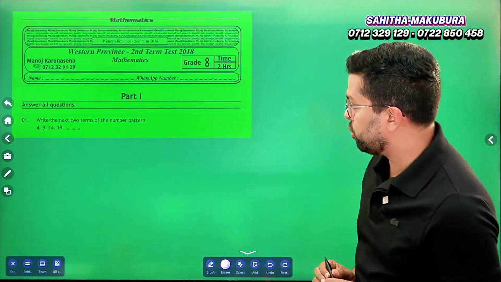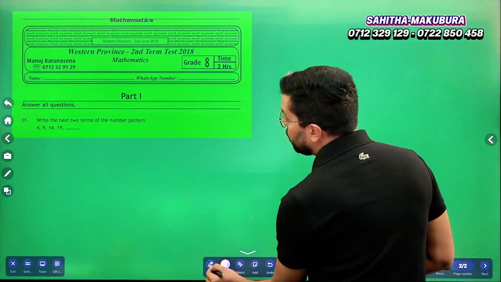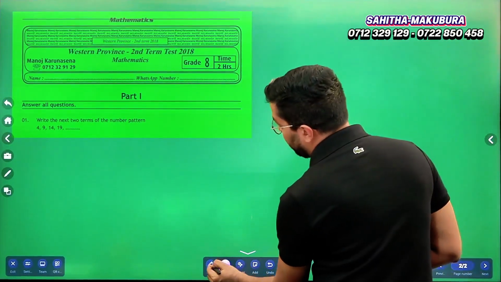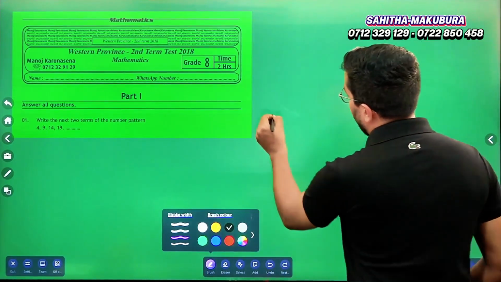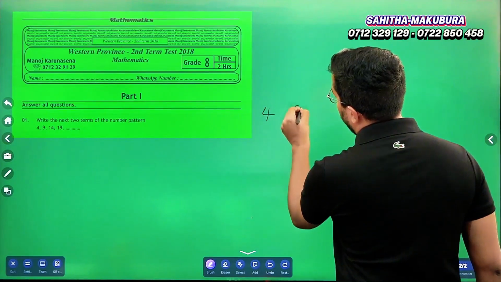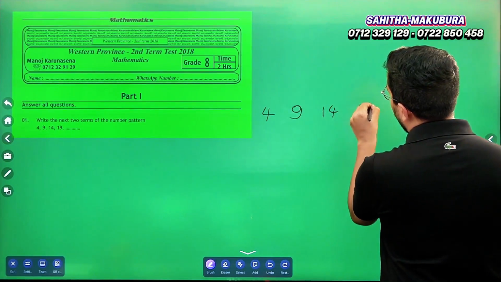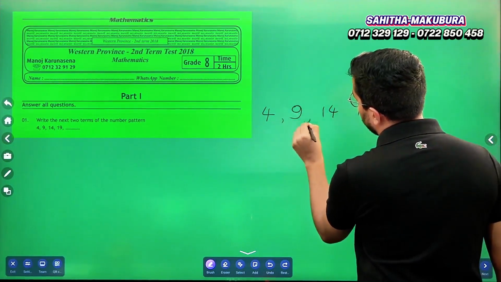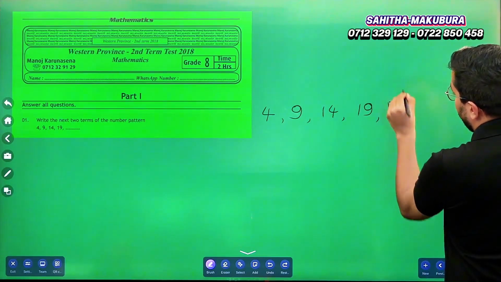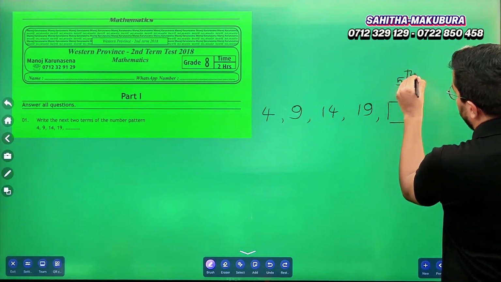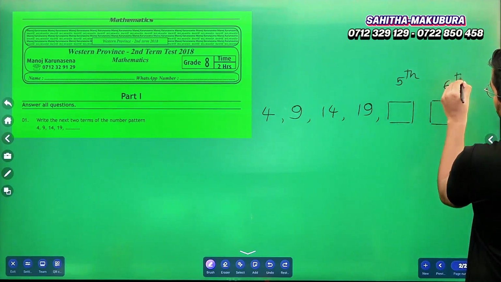Coming to the first question, it asks us to write the next two terms of the given number pattern. What are the numbers given in this number pattern? We have been given 4, 9, 14 and 19. So we have 4 terms in this number pattern. It asks us for the fifth term and also the sixth term of this number pattern.